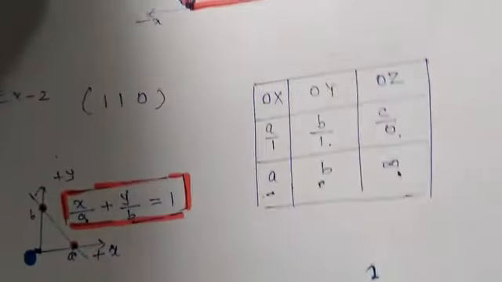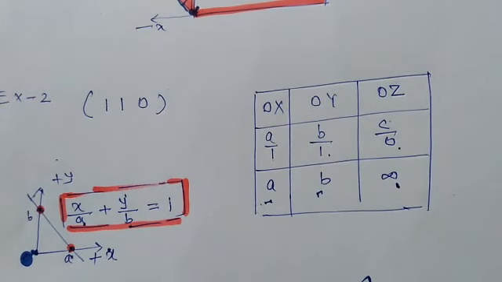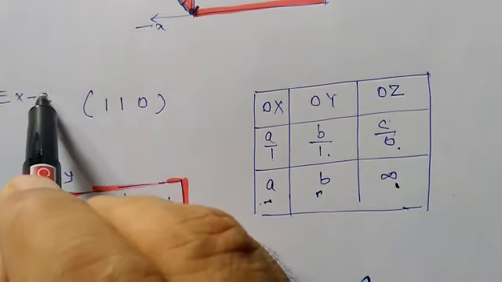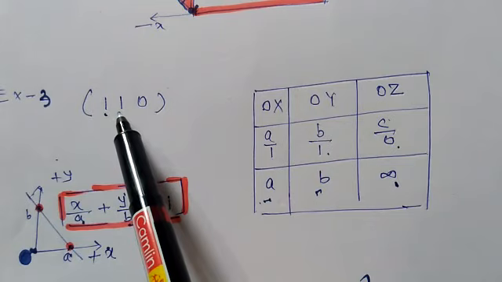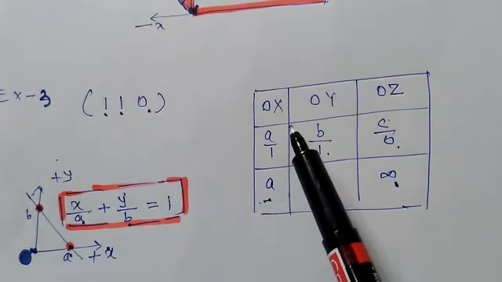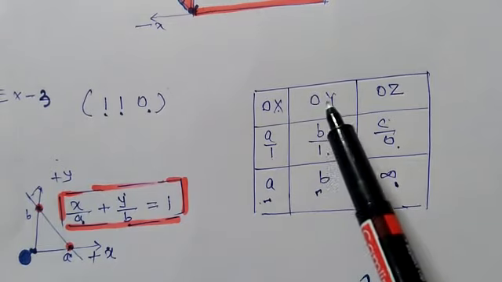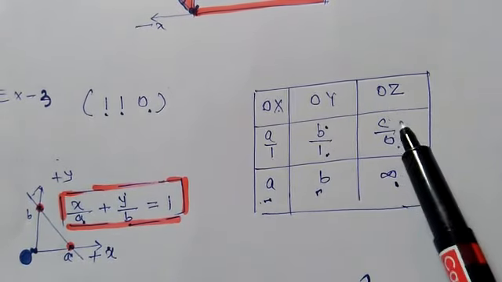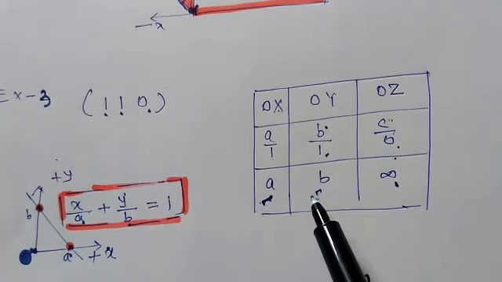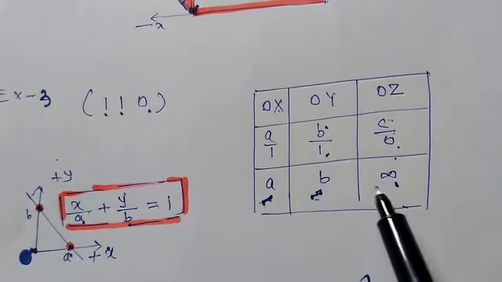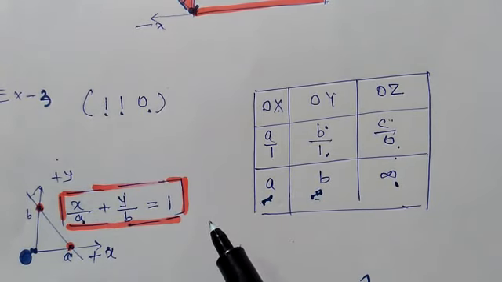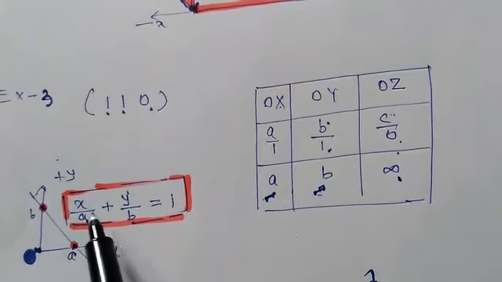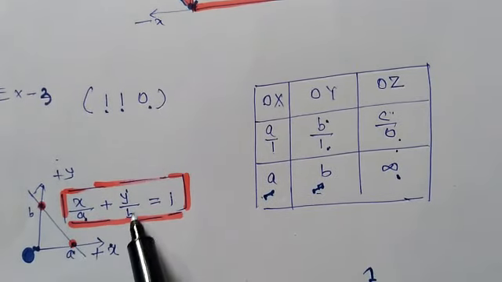Now example number 3. See, the Miller indices is 1, 1, 0. Intercept value along OX axis is a by 1, along OY axis is b by 1, along OZ axis is c by 0. So here we get intercepts a, b, and infinity. So here you get two intercept values that are finite and one that is infinite. Then you have to use this equation: x by a plus y by b equals 1.